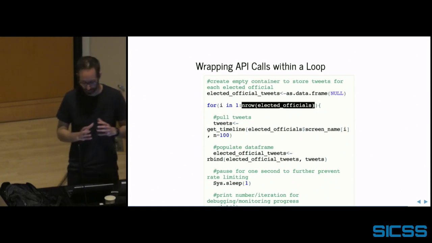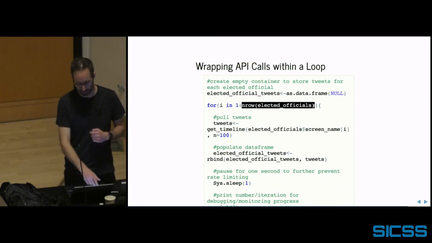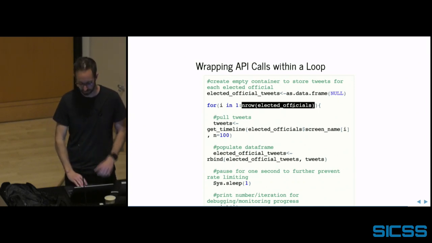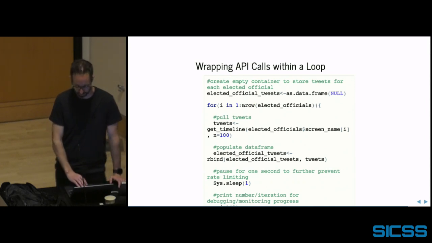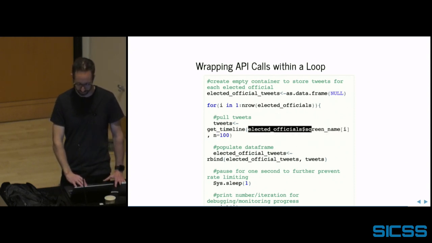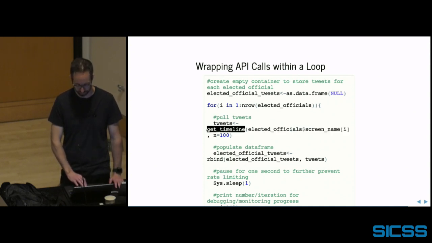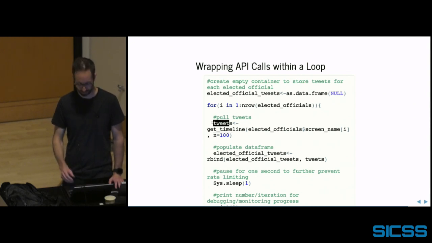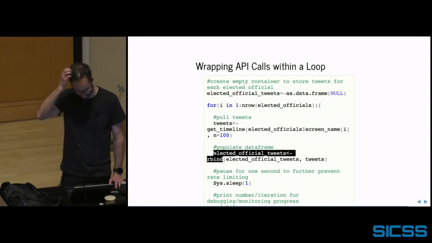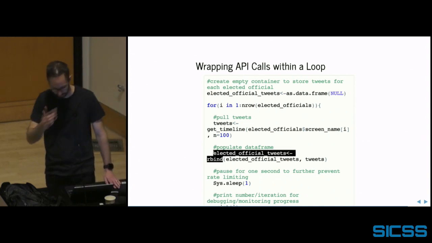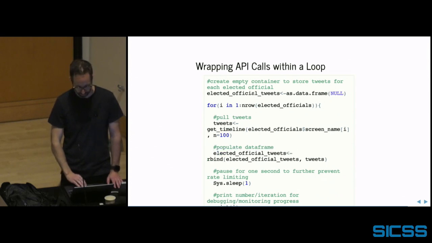But here what we're doing is we're going to change the value of i 457 times, for each value between 1 and 457. When we do that, in this line of code, we change the screen name of the elected official that's passed to the getTimeline function, generating a unique database of tweets for that user. Next, we are binding each row of the individual Twitter user's data into our pre-existing data frame.